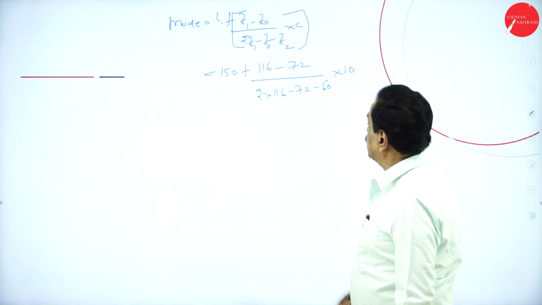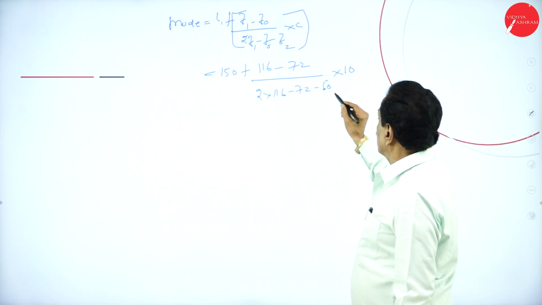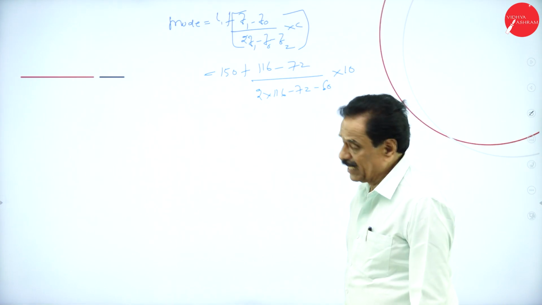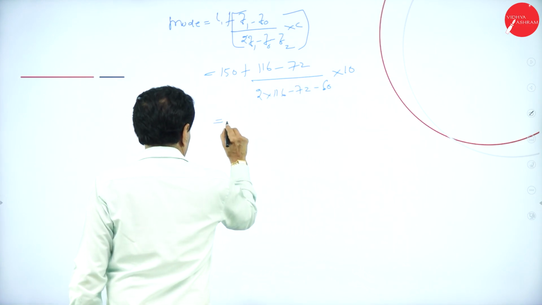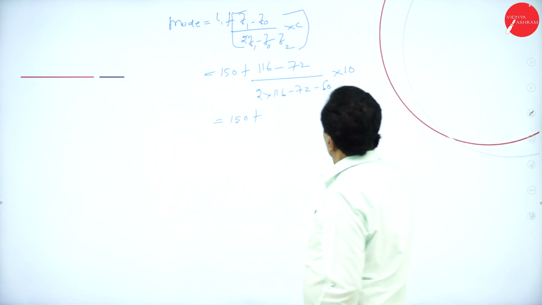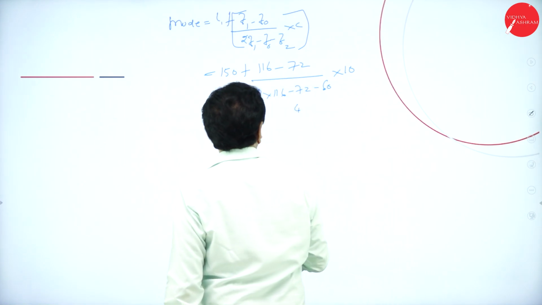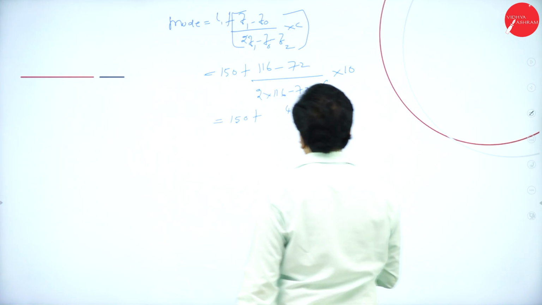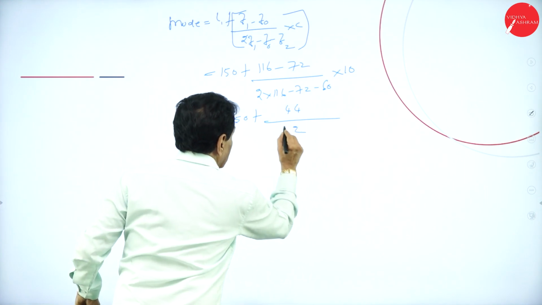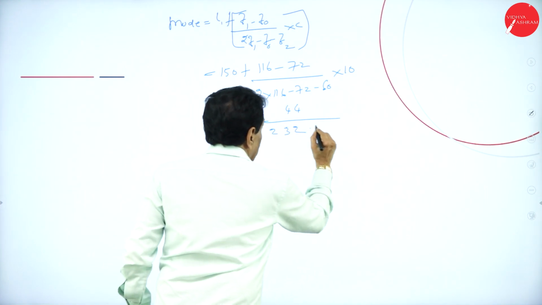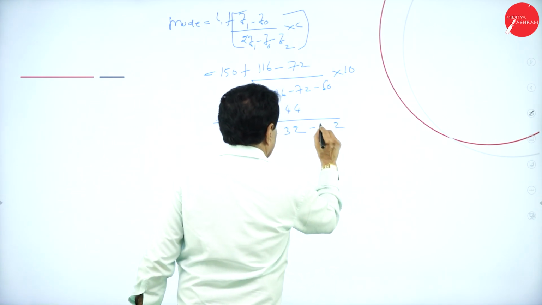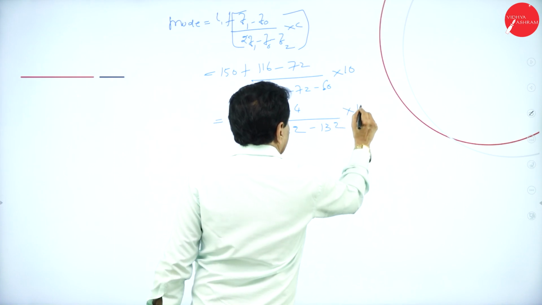116 is the highest frequency. 72 is the F0. F2 is equal to 60. Your class difference is 10. Simplify this. 150 plus 116 minus 72 is 44. Multiply this: 2 sixes are 12, 2 times 116 is 232. Minus 72 minus 60, this is 100 into 10.